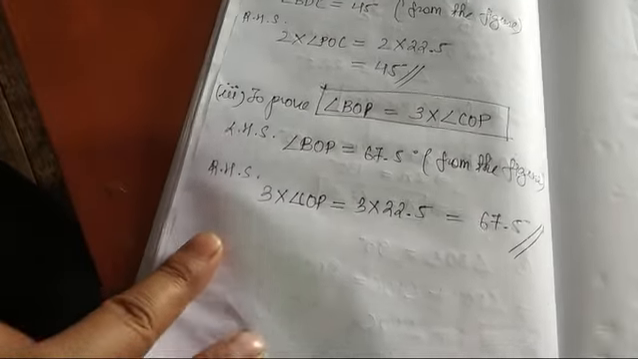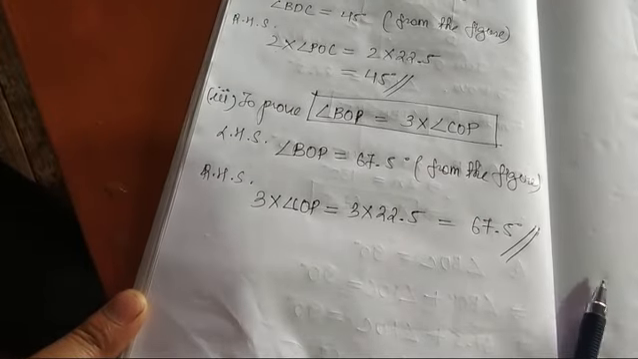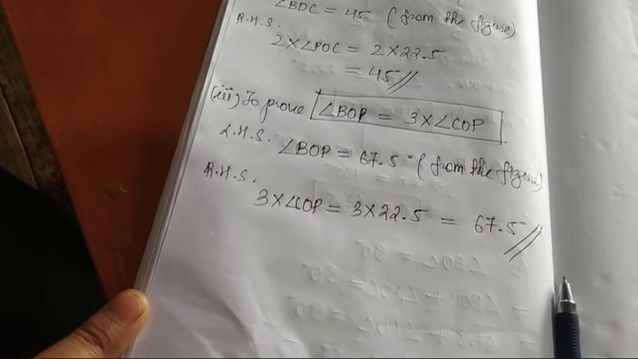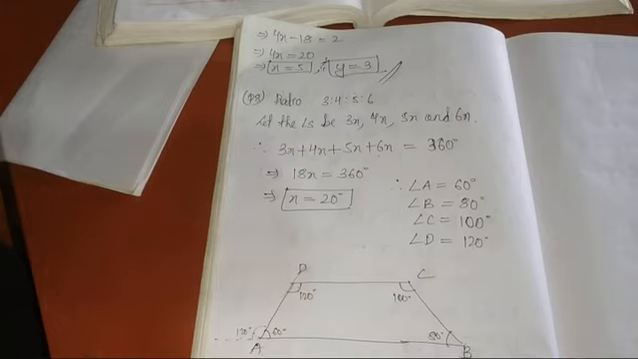Now I'm keeping homework out here: question number 5 and question number 6. You'll do it yourself. Now 5 and 6 will be your homework.